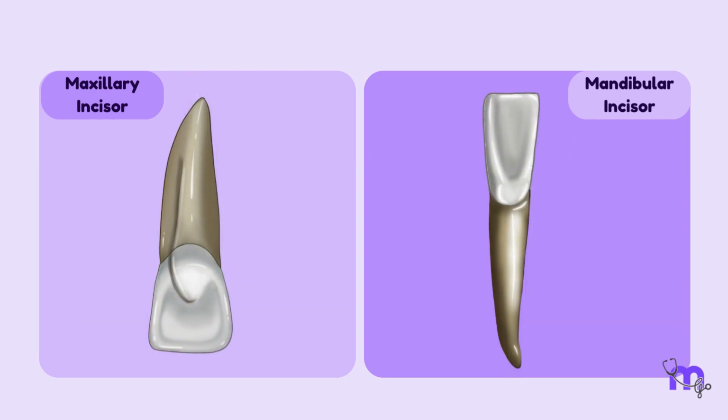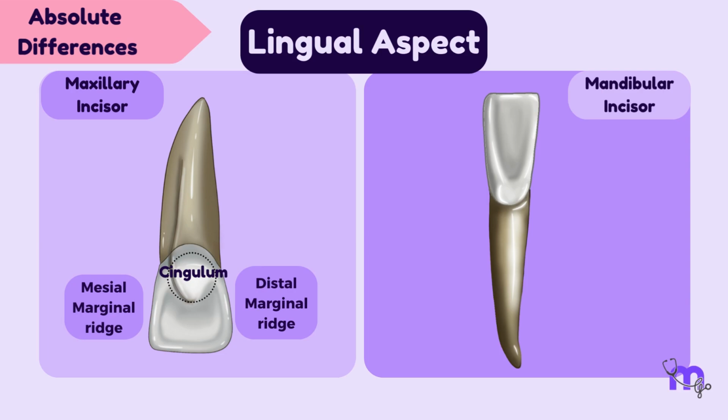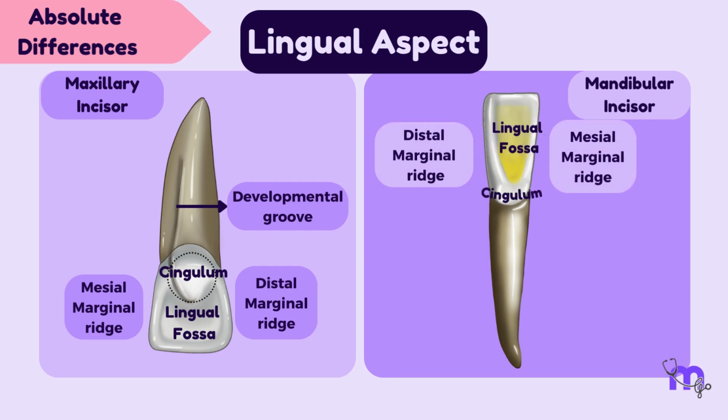Next, examining the teeth from the lingual aspect, we observe significant absolute differences in the prominence of key anatomical landmarks. Maxillary incisors tend to showcase more distinct features like a well defined cingulum, noticeable marginal ridges, and a lingual fossa that often reveals the presence of a pit and occasionally developmental grooves. Conversely, in mandibular incisors, these characteristics appear inconspicuous or less prominent, with the lingual fossa presenting a relatively smoother surface.